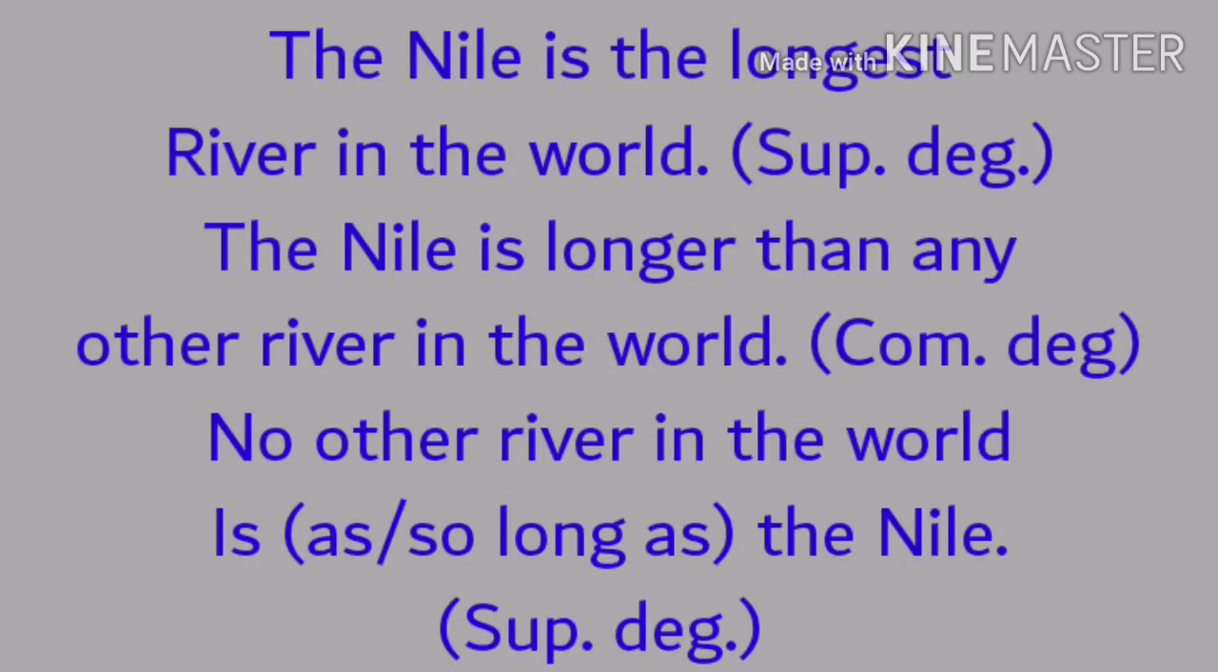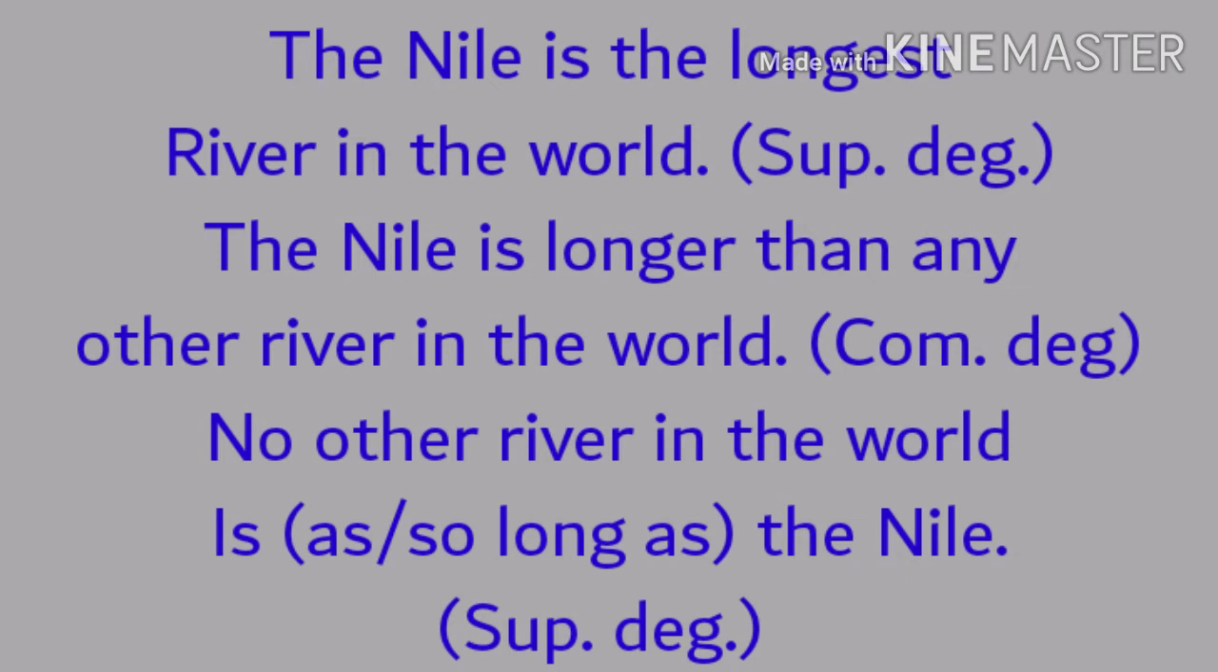Here is another example. The Nile is the longest river in the world. The longest, so it is in the superlative degree. We have to remove the plus longest, and there we fix longer plus than plus any other. Then we will get its comparative form. So the Nile is longer than any other river in the world. That is its comparative degree form.